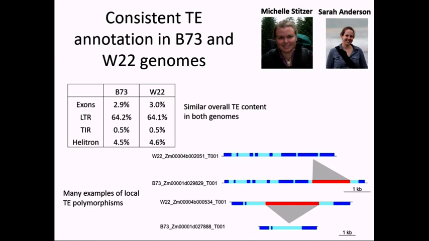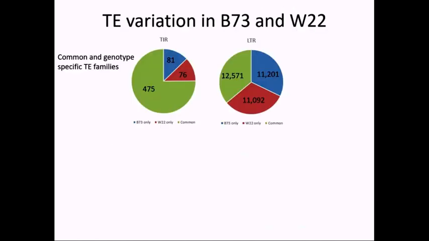I don't know the exact number, but we trust there's probably at least 1,000 of them. TE polymorphism in genes. When we look at families, here I'm showing you a couple of representations. These are TIR or DNA transposons. These are LTR retrotransposons. The things in green are families of transposons found in both B73 and W22. The things in blue are only found in B73, things in red are only in W22.